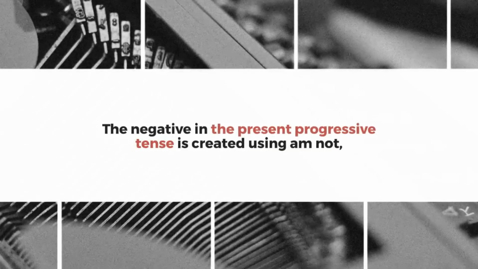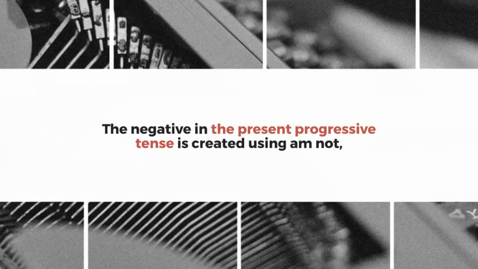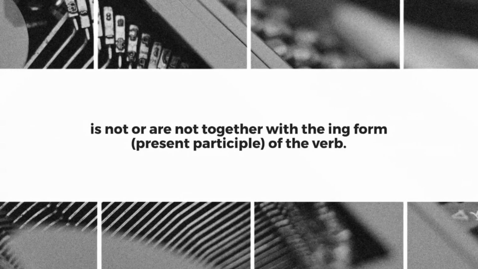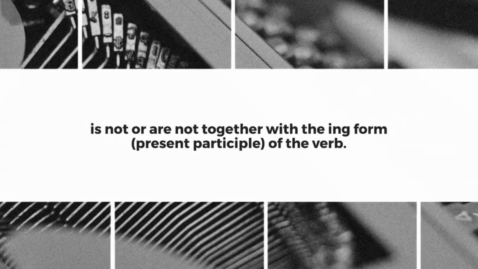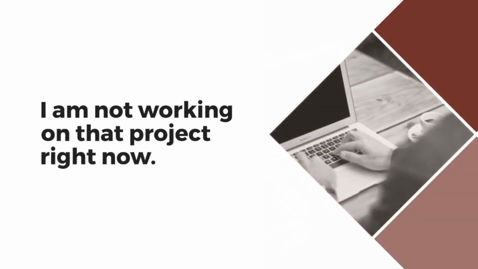The negative in the present progressive tense is created using am not, is not, or are not together with the ing form, the present participle of the verb. Subject, a form of be plus verb-ing. Rest of sentence. I'm not working on that project right now.